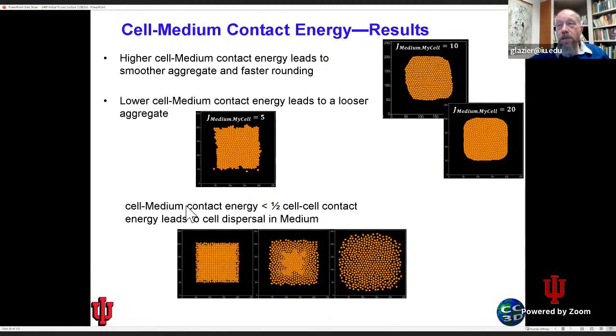When we increased the cell medium contact energy to be less than 1/2 of the cell-cell contact energy, and we can define something called surface tension that's exactly that, the difference between those two numbers, then the cells disperse through the medium. So this would be the multicellular analog of the pixels dispersing for a single cell.